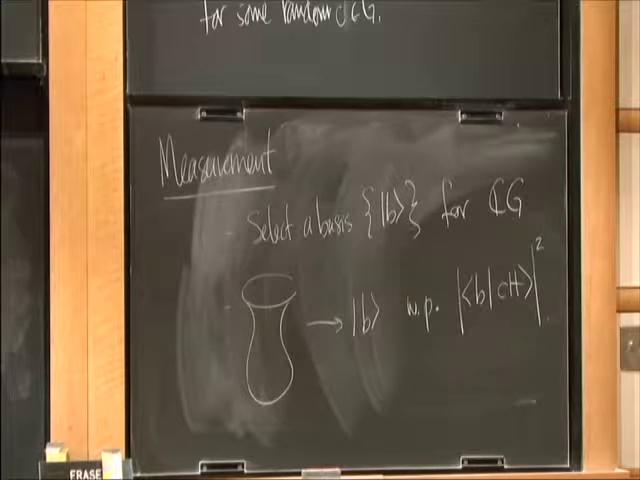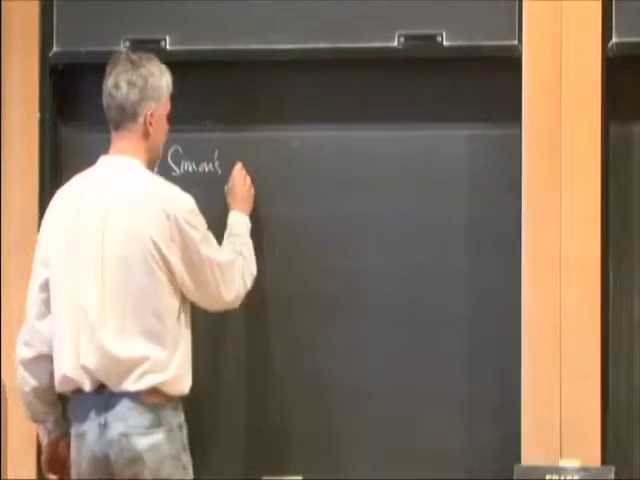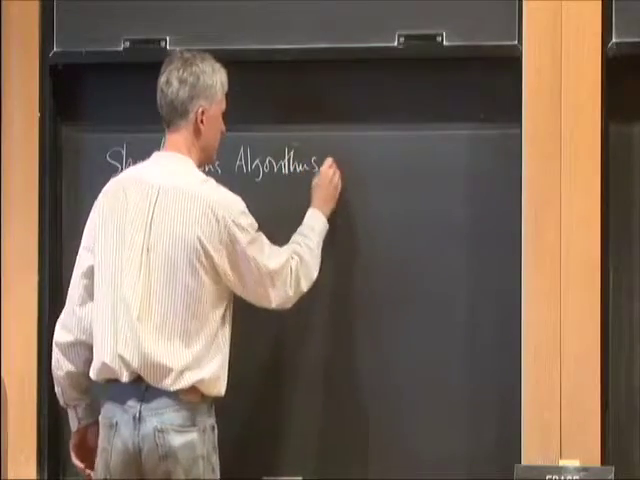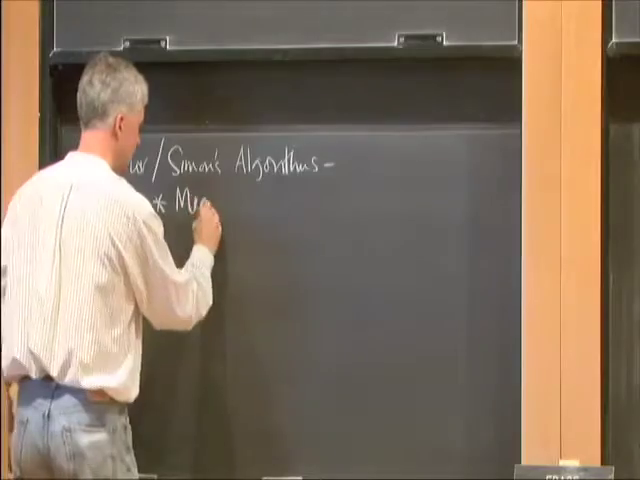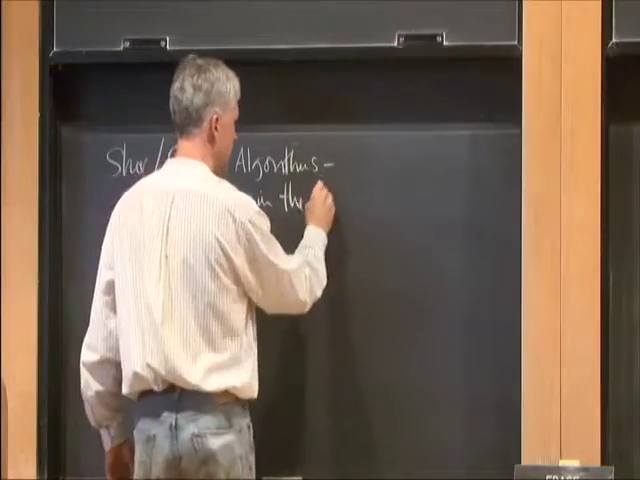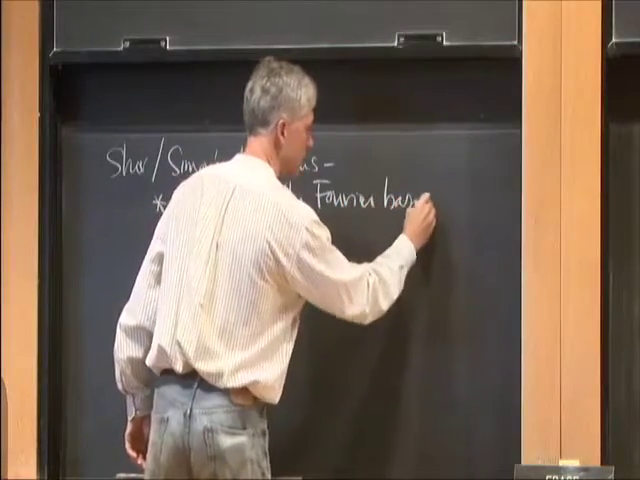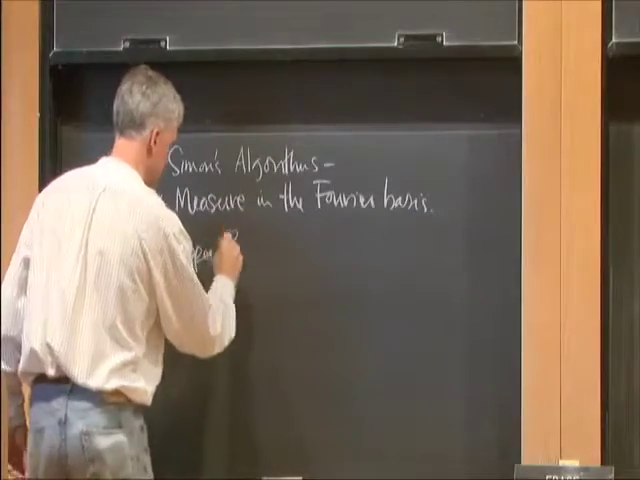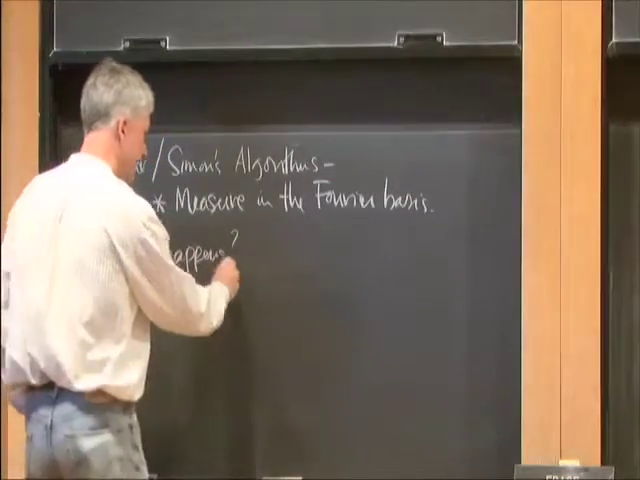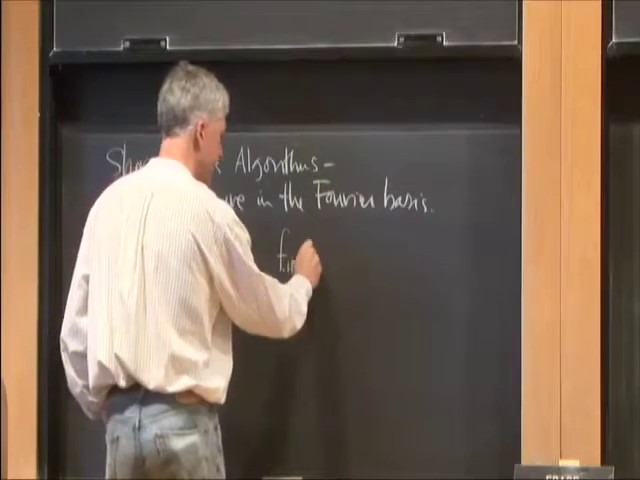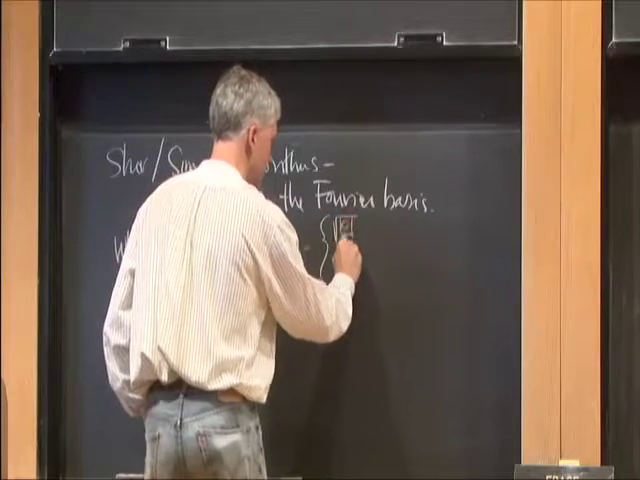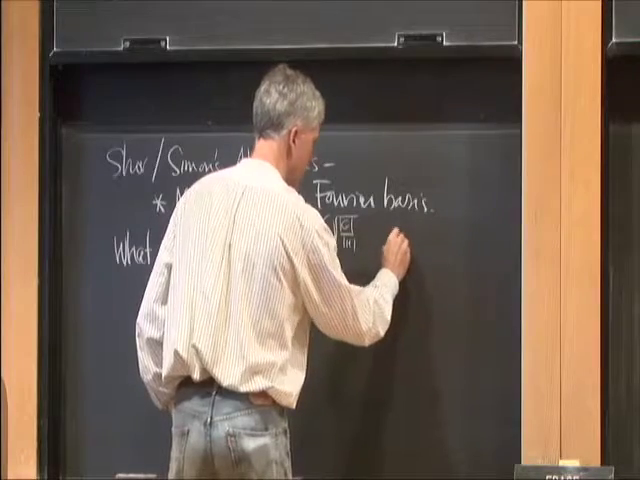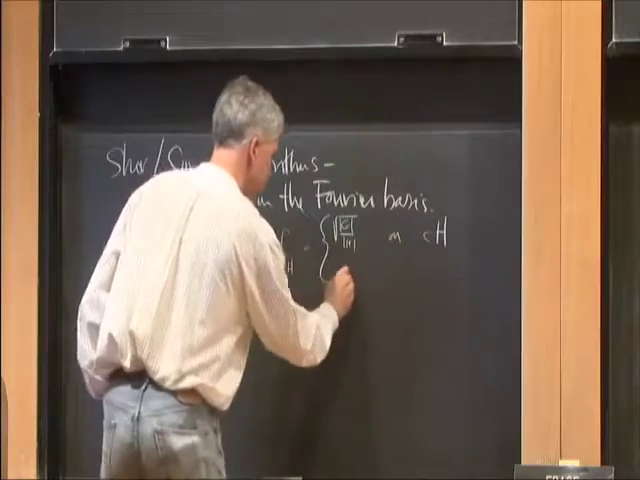So maybe it's time for a new blackboard since I'm now talking again about the quantum algorithms, Shor and Simon's algorithms. So the good idea is to measure in the Fourier basis. And what happens? Well, what is the function that we're measuring? Maybe for the moment, I'll write it like this. It's f of cH. This is a function which is nonzero on elements in cH and zero otherwise.